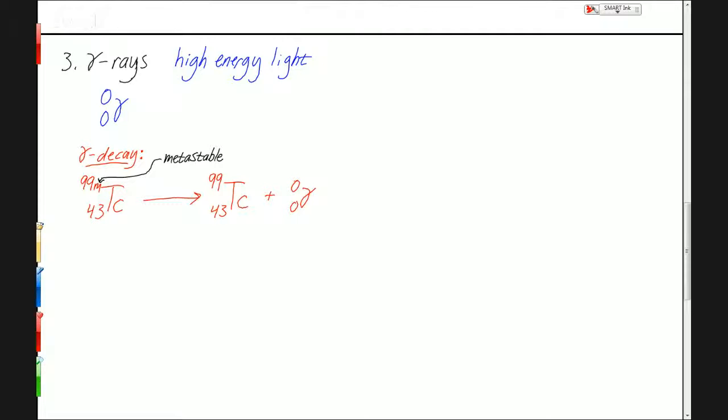Now, gamma rays are interesting because they're just light, which means they are what we would say highly penetrating, like X-rays. They go through stuff. We talked about how alpha particles are big and heavy and blocked by just even a little bit of air. Beta particles go a little further, but they're still blocked relatively easily. Gamma rays are really not blocked, very difficult to block. And we're going to see this when we do our nuclear chemistry lab.